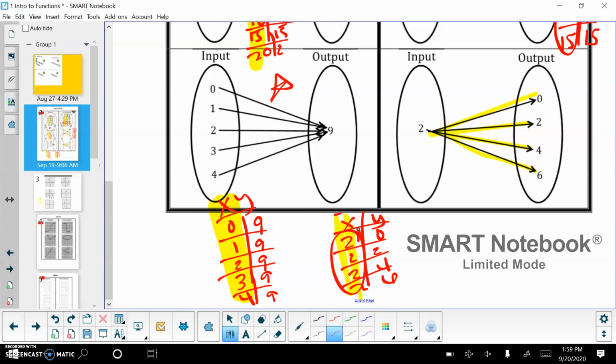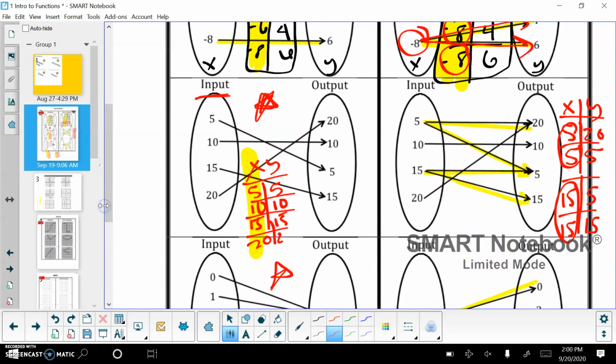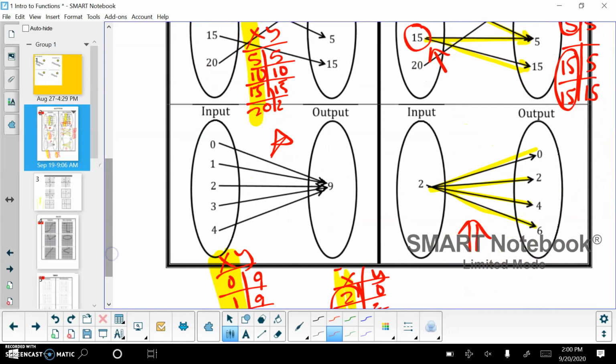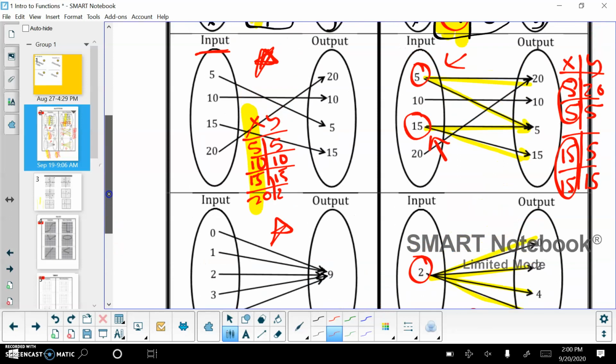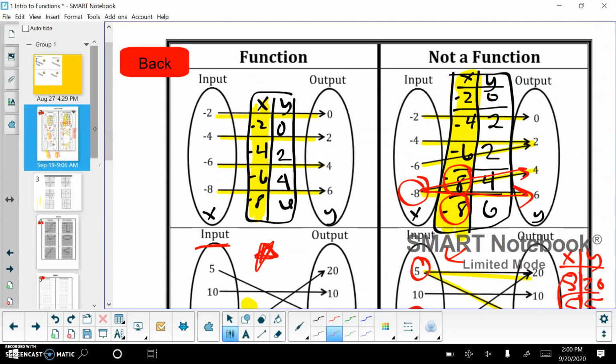So you can either make a table of the values so that you can see where the repeats happen, or you can remember that you're looking for something that looks like this, where you have multiple arrows coming out of the same number. Also, it happens here and here. More than one arrow coming out of the same number. So that number repeats, the 15, the 5. This number repeats, the 15. And then over here, that number is repeating. And remember, you cannot have repeating numbers on the X values, which are the same as the inputs.